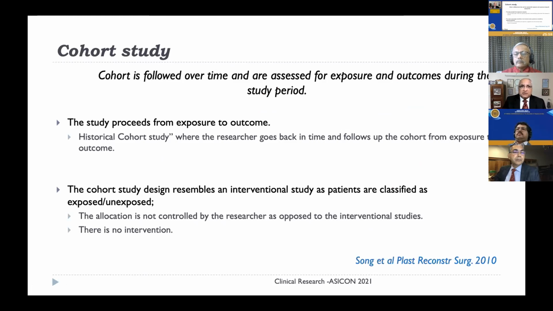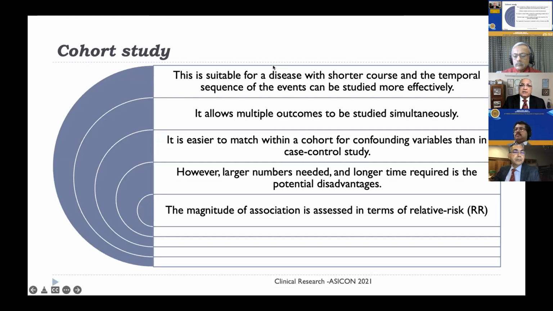Here we have the exposure with us, and we would like to find out the outcome. So this is suitable for a disease with a shorter course, and we can find out the temporal sequence. It's easier to match a cohort for confounding variables. It's not very different from an interventional study. And nowadays we have a different type of design called PSM, where we match all the parameters in both groups, and it's called propensity score matching.